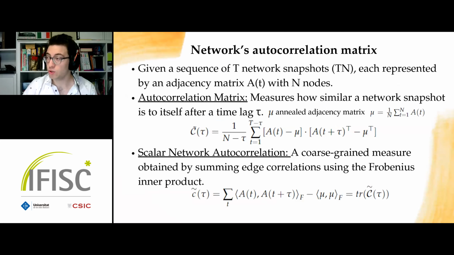Now, the natural evolution of the concept of the autocorrelation function for a time series is done in a temporal network, in a series of networks. So now we can compute the autocorrelation matrix with that formula, and taking the trace of the autocorrelation matrix, we have the scalar network autocorrelation. That is the thing that we are going to compare in the results to see if what we are going to call the network trajectory later, or scalar projection, somehow follows this scalar network autocorrelation, which will be the ground truth that we want to see.